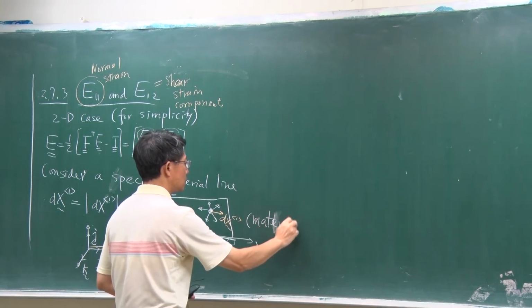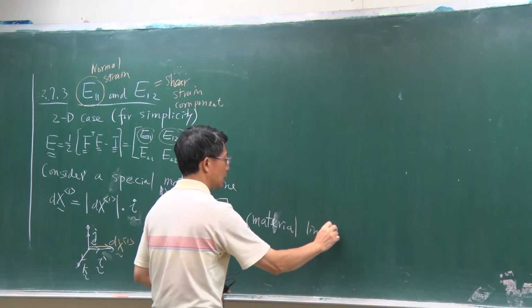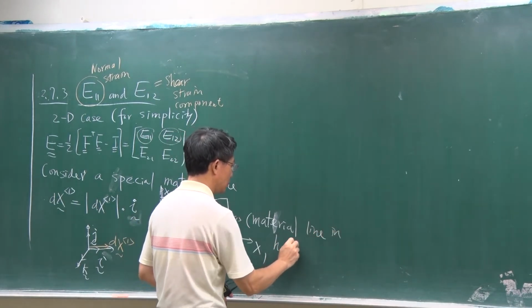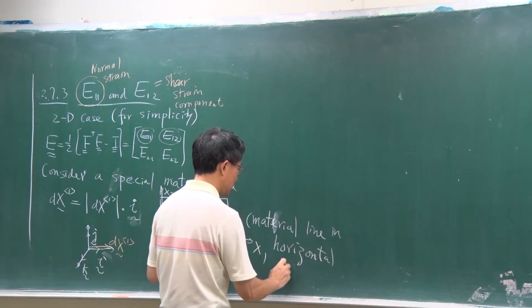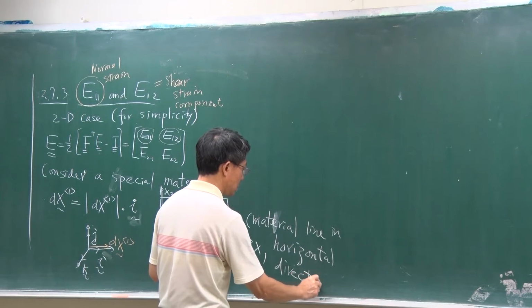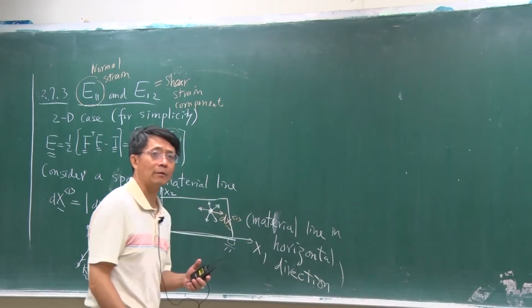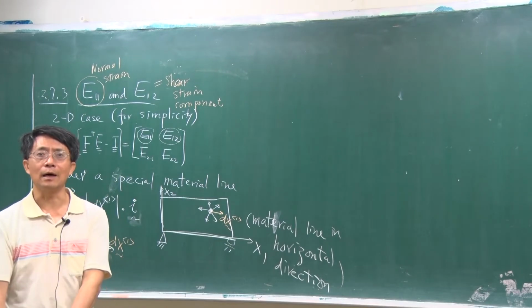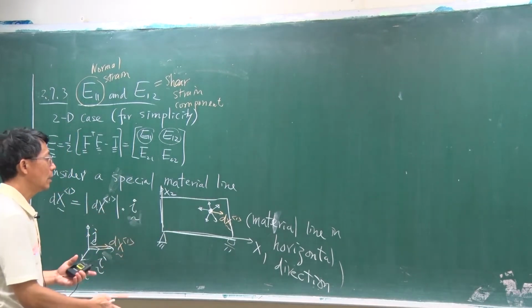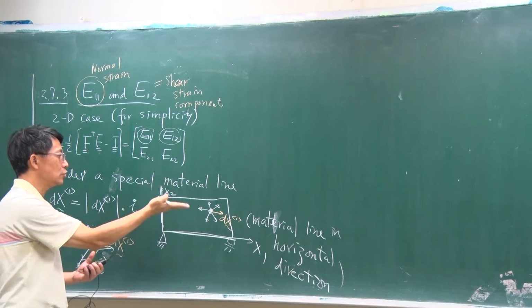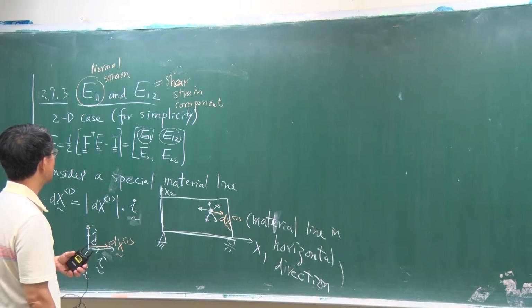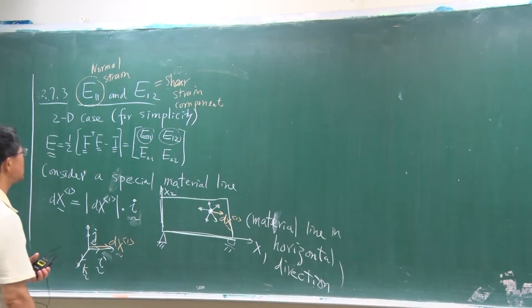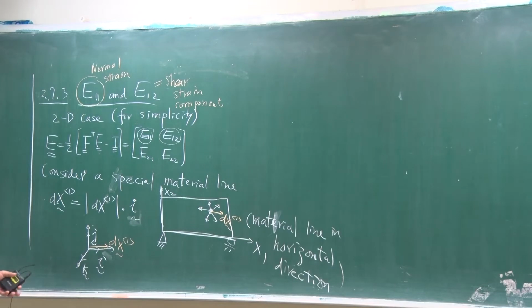Material line in horizontal direction. 就是在水平方向的材料线，很明显，水平方向，不是垂直方向，也不是斜的方向。OK, 然后我们来看看我们会得到什么东西。Let us look at what we have.